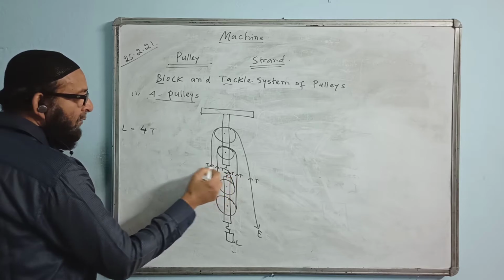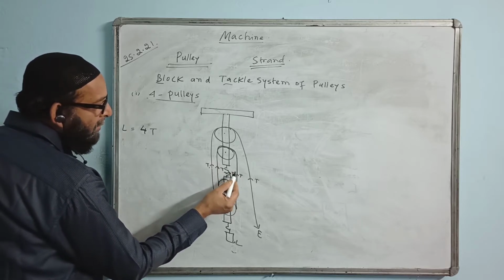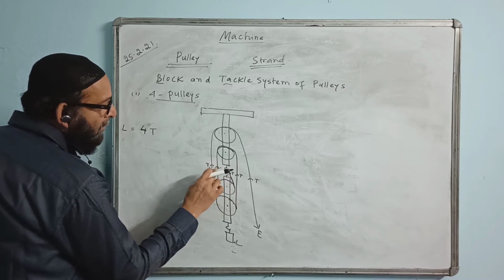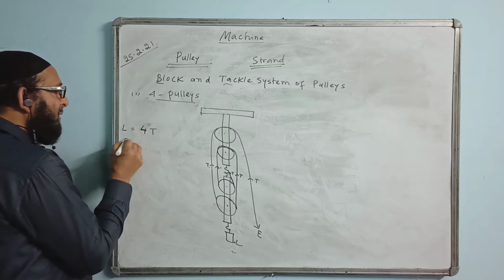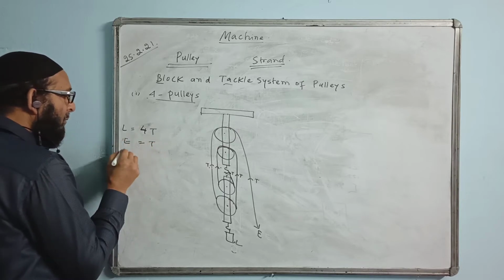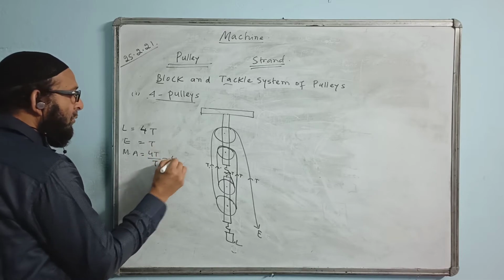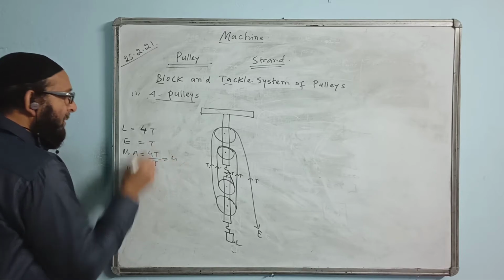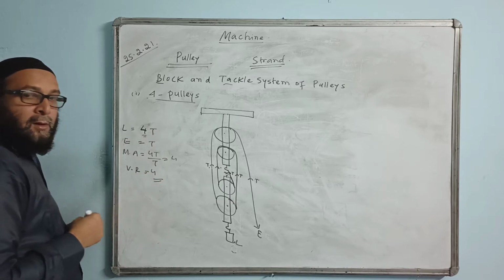1, 2, 3, 4. Each part of the string carries tension. 1, 2, 3, 4, and this one. And the effort is equal to 1 tension. Therefore, the mechanical advantage will come to 4T by P, load by effort, that is 4. Velocity ratio: how many tensions are supporting the load? 4. So the velocity ratio is coming 4.